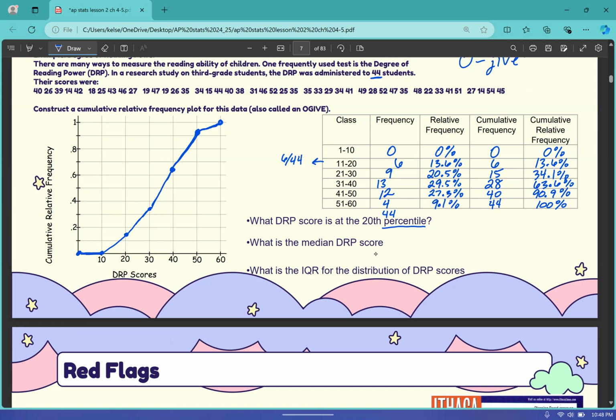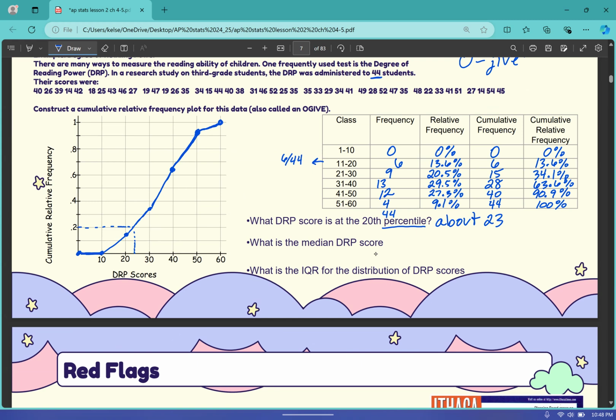So for the 20th percentile, find 20% on here, right there. Then go right over until you meet the line, and then go straight down. Try to draw as straight as you can. So we can see the 20th percentile is at about, again, our wiggle word, 23 DRP, however they score that, whatever the unit is.